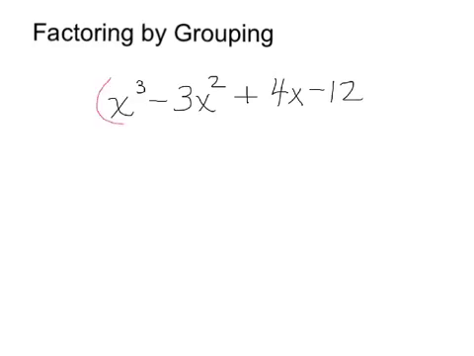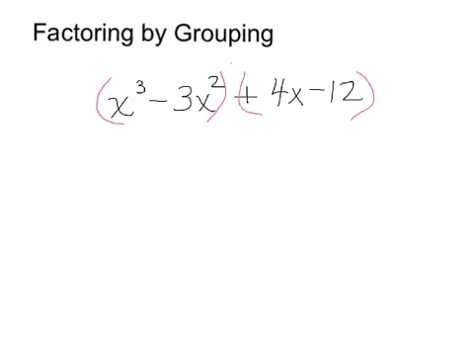Next step is to teach you about factoring by grouping. This builds upon the GCF, but in this case, I might have something like x to the third minus 3x squared plus 4x minus 12. When I have an even number of terms, 4, 6, whatever it is, I can factor by grouping sometimes.